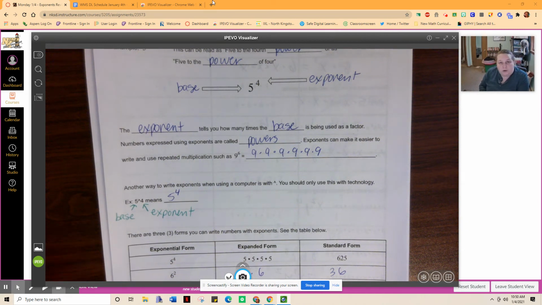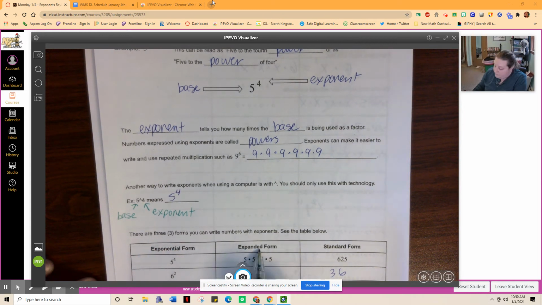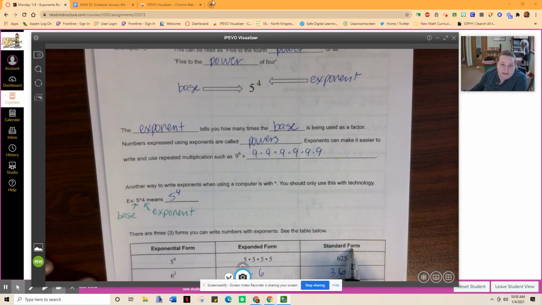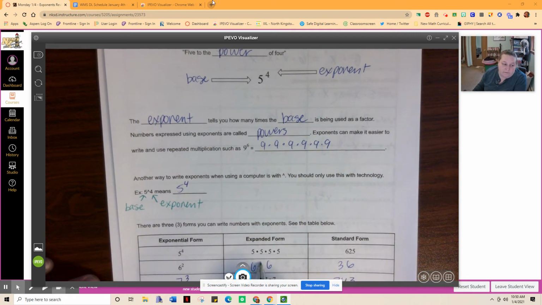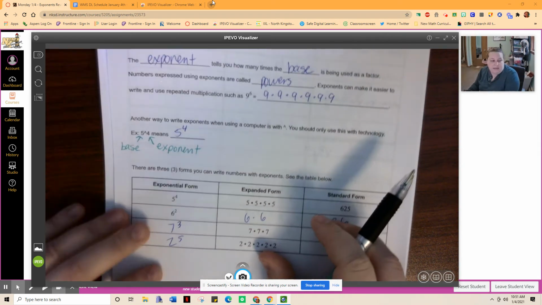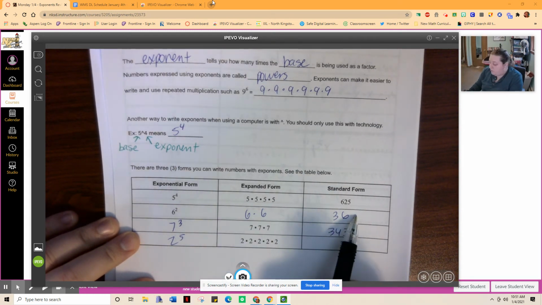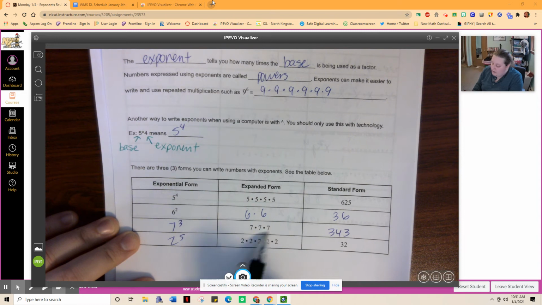There are 3 different forms we're going to talk about through this unit. One is exponential form. The second one is expanded form. And the last one is standard form. In exponential form, you have a base and an exponent. In expanded form, you have it written out as repeated multiplication. Standard form is when you actually find the product. So the second example is 6 times 6, which equals 36.